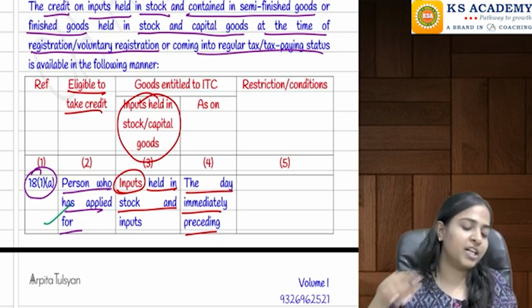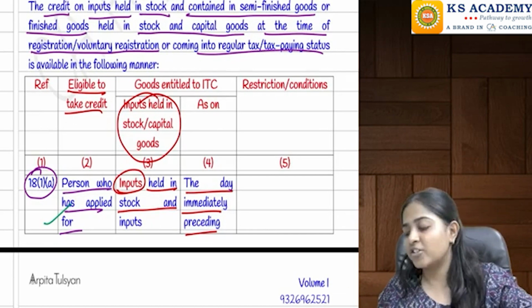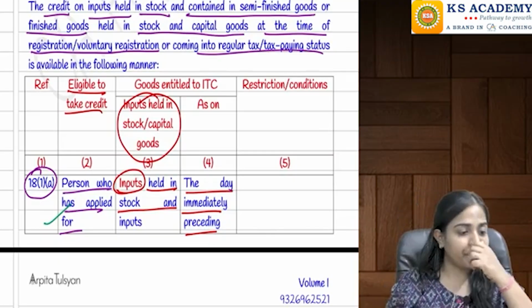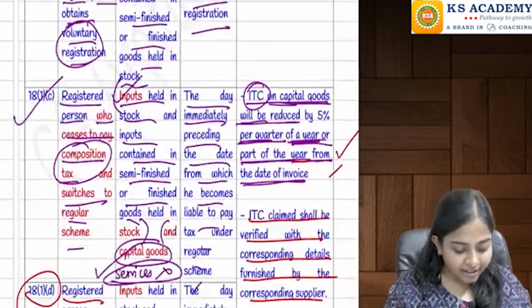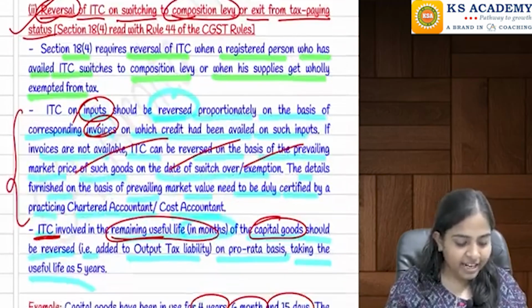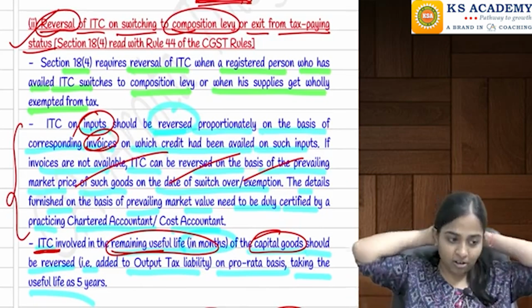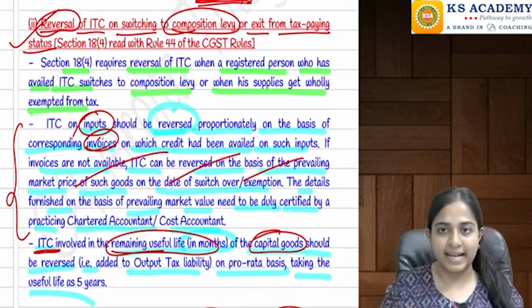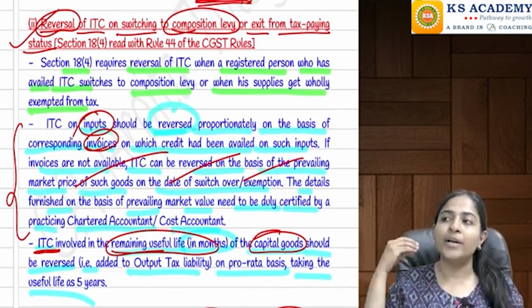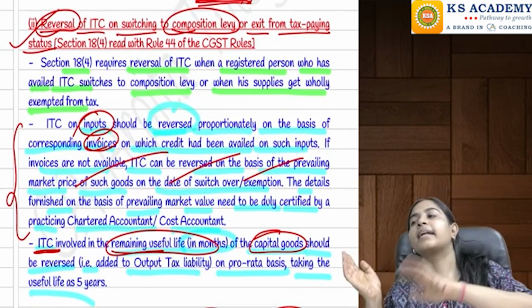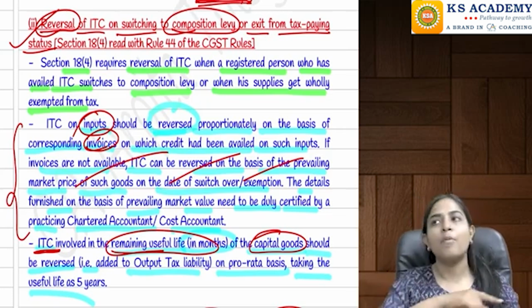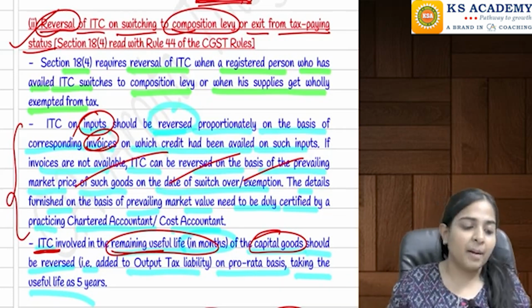You have to get the declaration certified from a practicing chartered accountant or a cost accountant. Then after that we did section 18 subsection 4, which was reversal. Earlier you were under the normal taxable scheme, doing taxable supplies, but now you are coming under the composition scheme, or now your supplies are becoming exempted supplies.